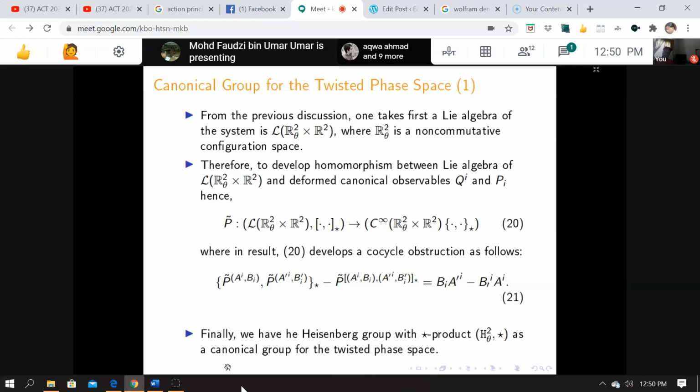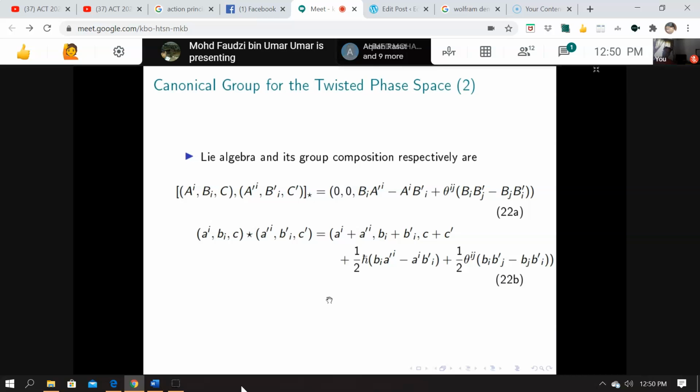So we have canonical group for this free space, and then it satisfies our research title, our presentation title, Canonical Group for the space. So we have this one already done. So this is our Canonical Group, and the first equation number 22a is the algebra, which is star algebra, and then 22b is group composition in star product. So we have this one.